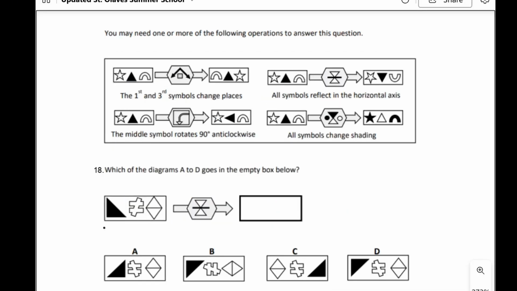Horizontal axis, that means we're doing a horizontal axis this way. That means this triangle will flip upside down, so we can cross out A and C. We also know that this shape would stay the same, so we can cross out B. That leaves us with D.